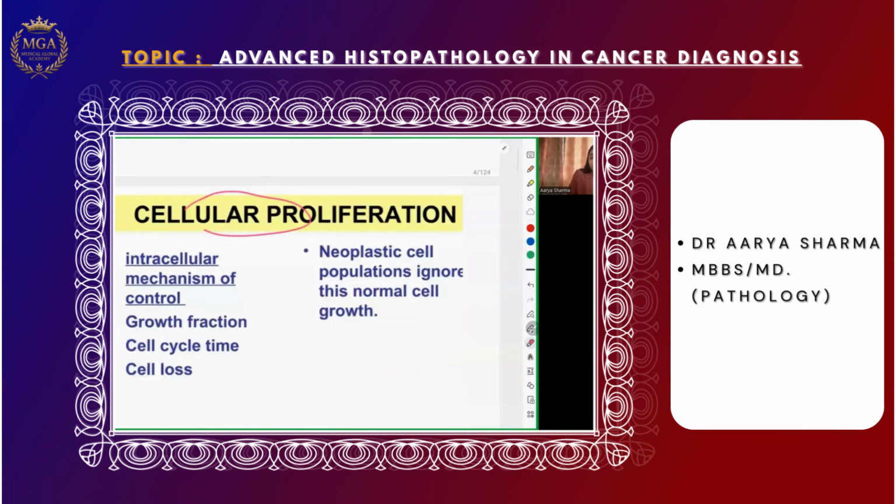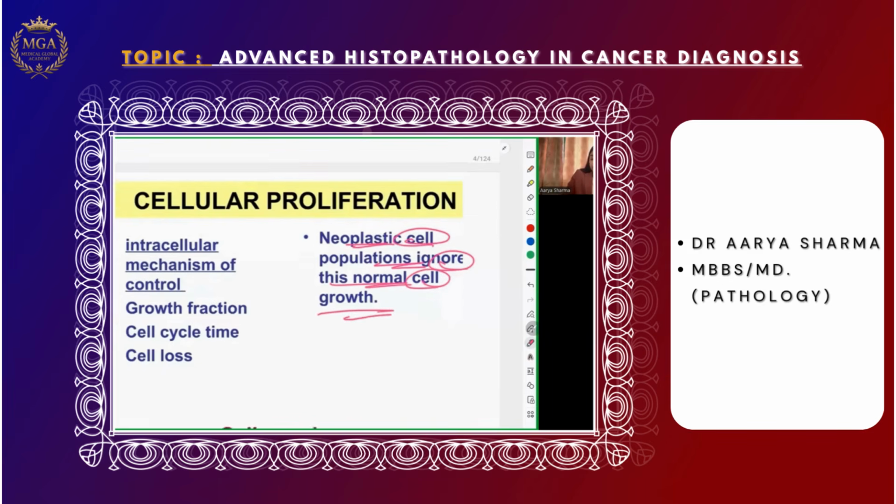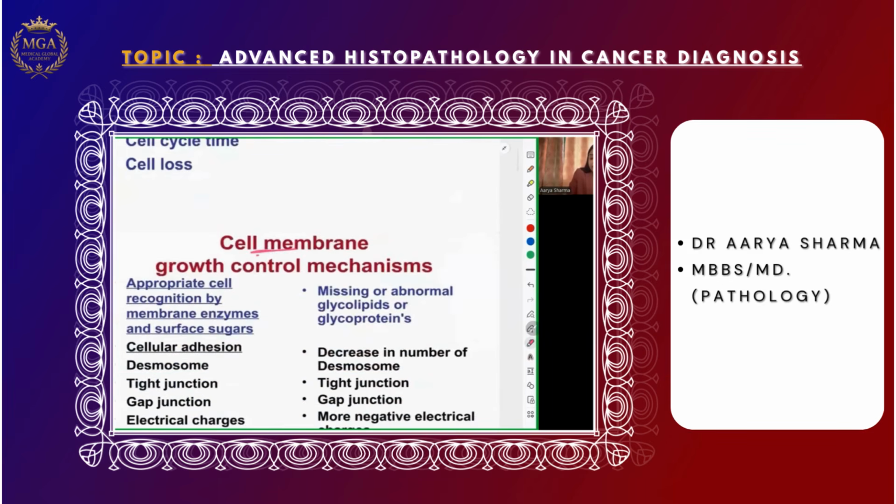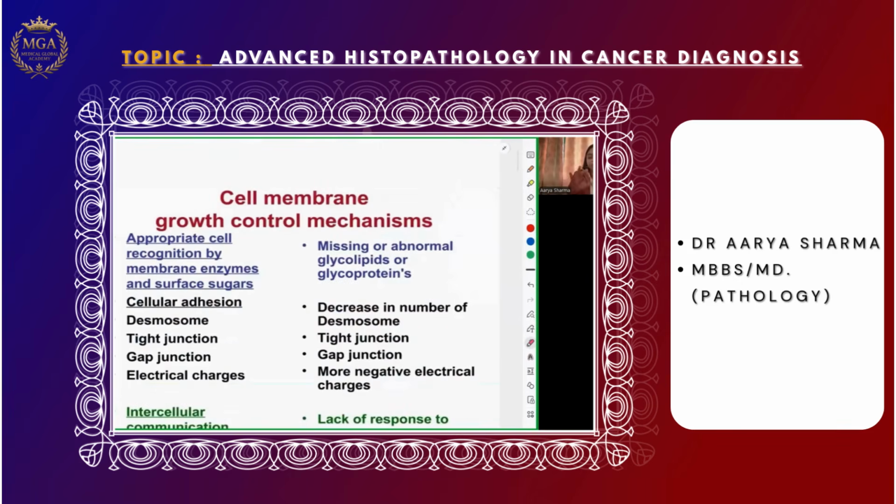Now, you need to know about cellular proliferation. Like you have the intracellular mechanism of control, like the growth fraction, cell cycle time, and how many cells are lost. Neoplastic cell population ignores this normal growth of the cells. Then you have the cell membrane and growth control mechanism. How does the cell membrane act when there is a new growth?